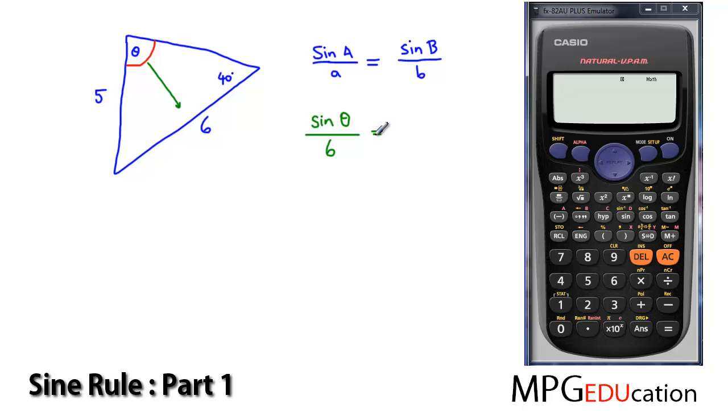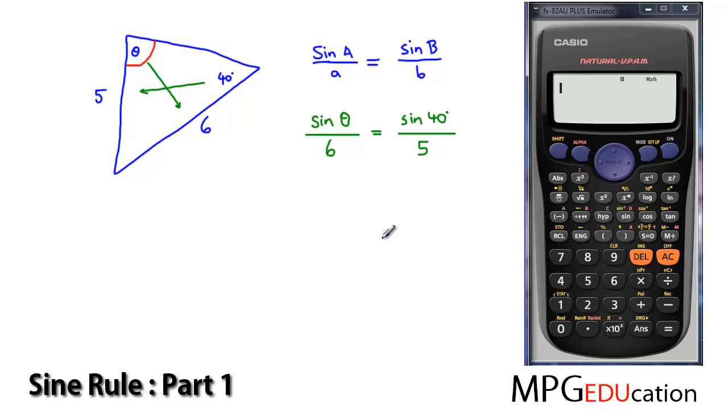And that's equal to sine, what's the only other angle in our question? This is 40 degrees here, so that'll be sine of 40 degrees. Remembering we only ever put angles with this sine function. Sine 40 over, now the side opposite the 40 is the 5.